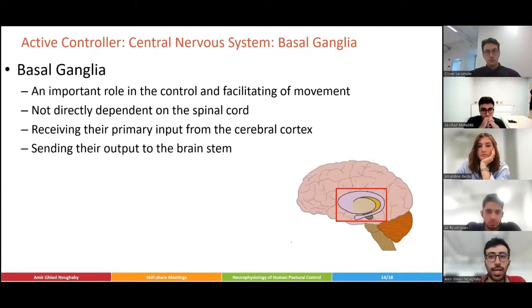The last one is the basal ganglia, which is important to facilitate movement, but we know that it's not directly connected to the spinal cord. It receives primary information from the cerebral cortex, and it sends output to the brainstem. But in the literature, we don't know how exactly the basal ganglia works.